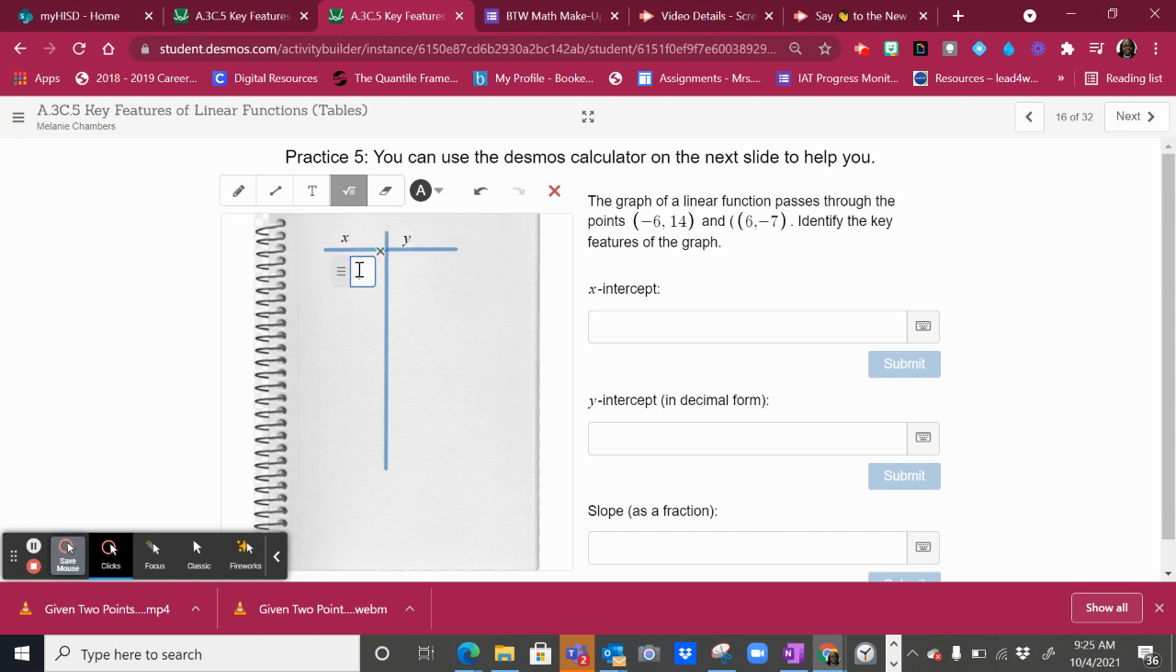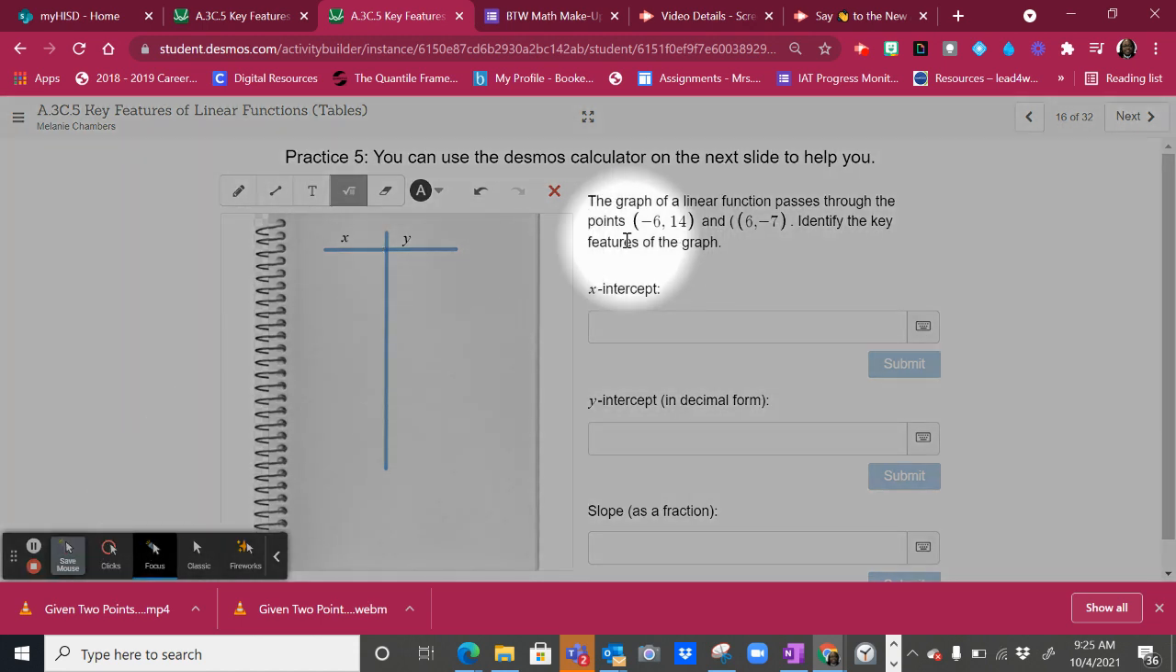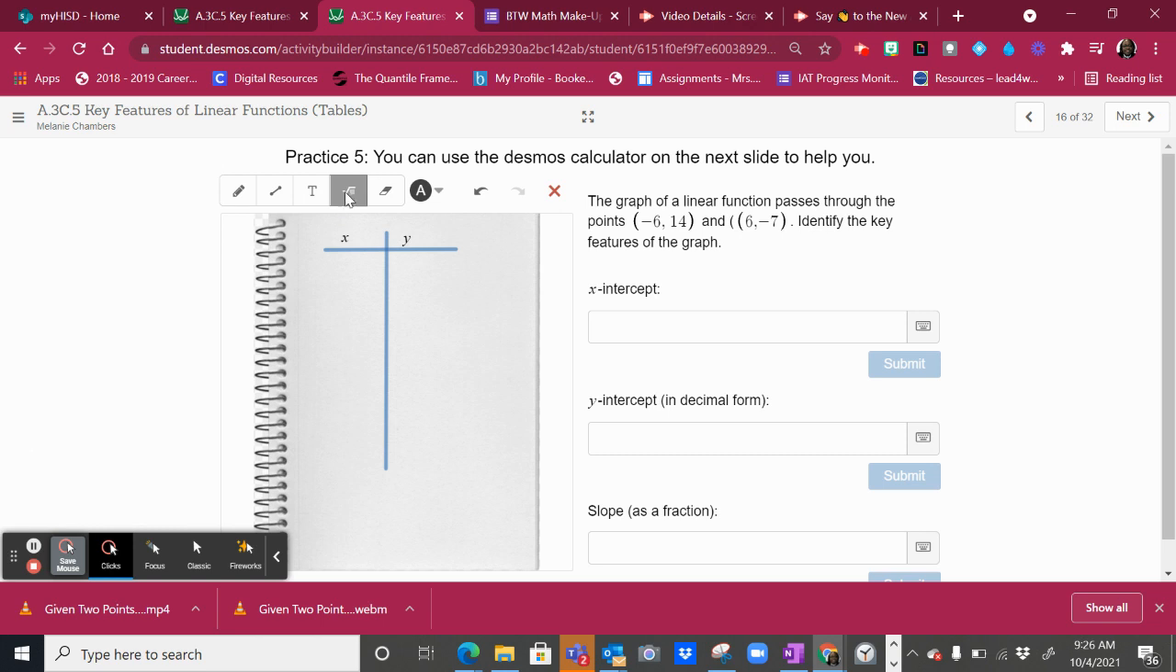And my first point, as you saw earlier, my points were (-6, 14) and (6, -7). So we're going to go ahead and put that here. So -6 was my X value and the Y value was 14. My next point was 6 and -7.